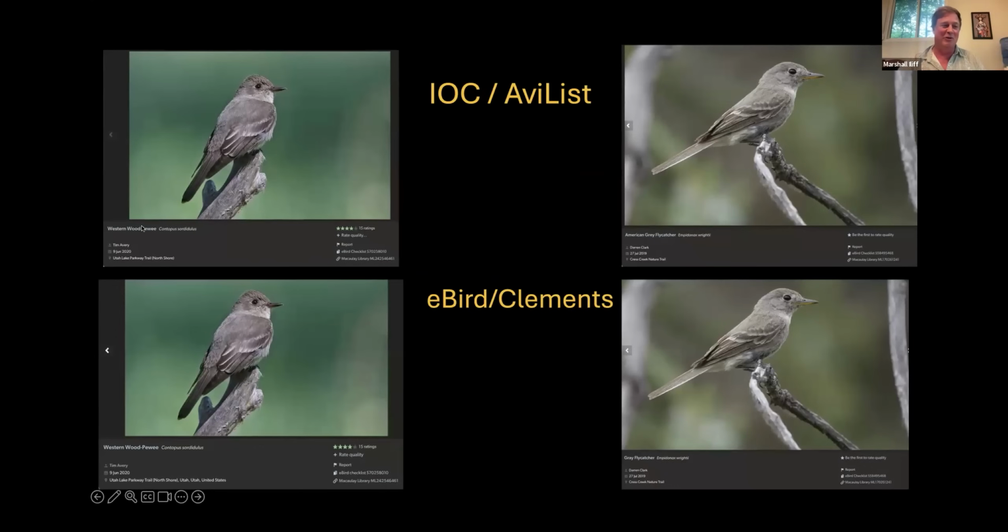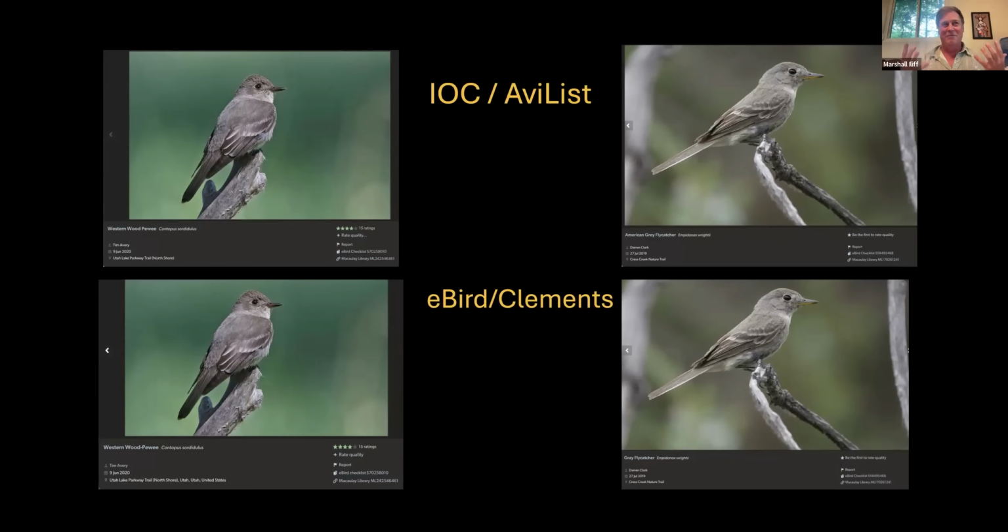But you may prefer western wood pewee without a hyphen instead of with a hyphen. IOC uses it without, Clements uses it with, AOS uses it with a hyphen, AviList uses it without a hyphen. You can customize this in eBird. You can set IOC names, or you can set eBird compliant names. There's a bigger difference on the right. Gray is spelled with an E instead of an A, and it's called American gray flycatcher to distinguish it from African gray flycatcher. But people that are long familiar with the AOS name would know it as gray flycatcher, and that's what I know it as, and that's what eBird uses.